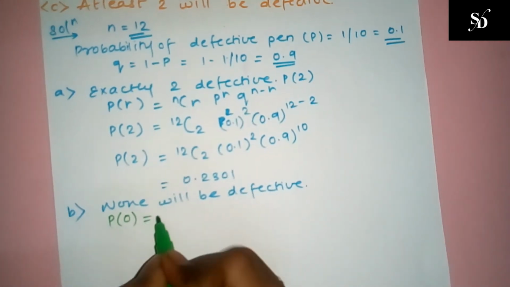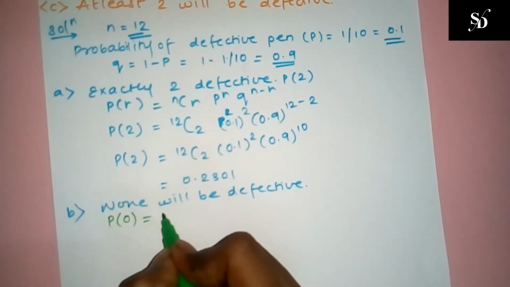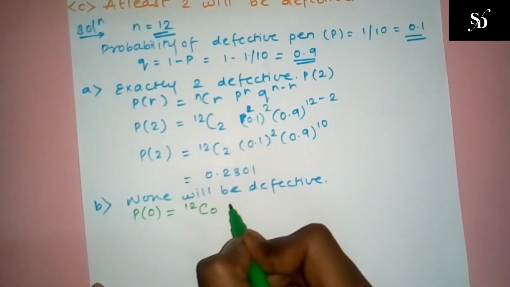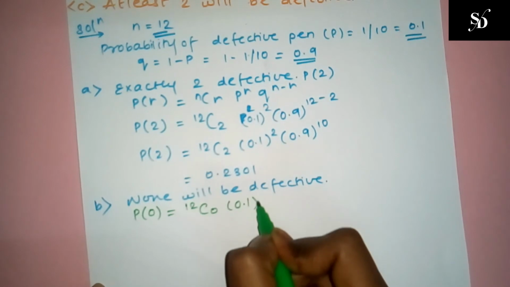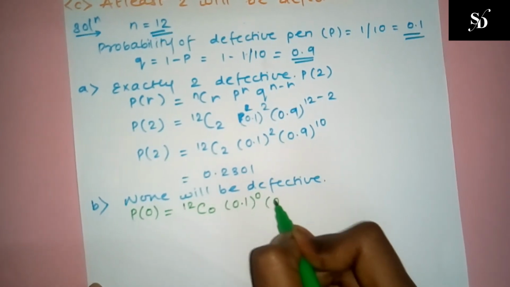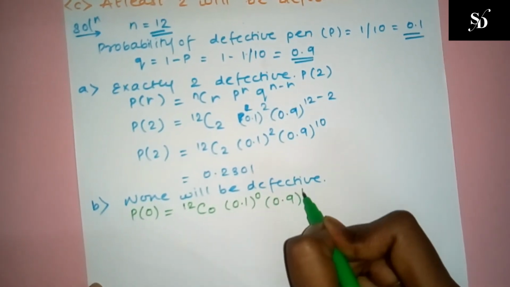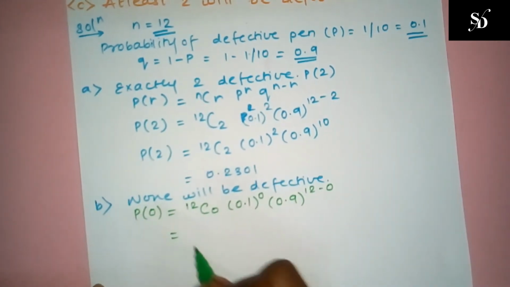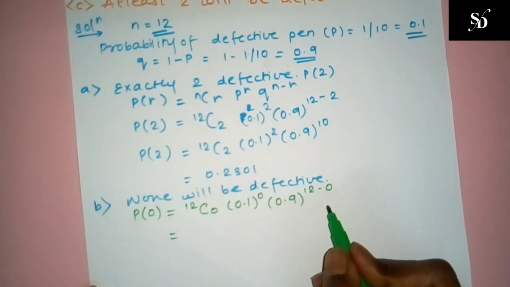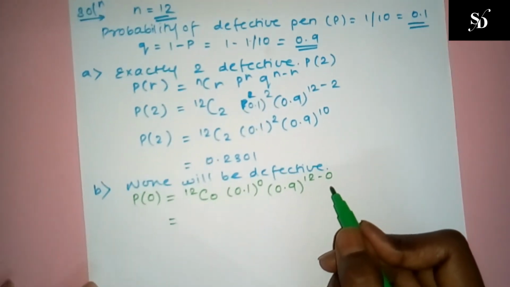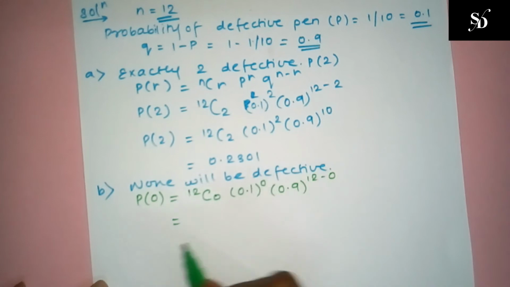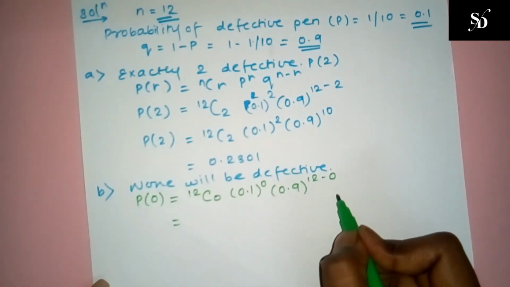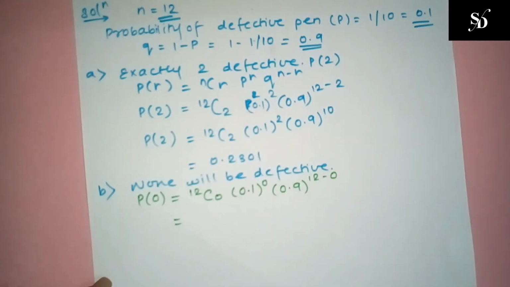The formula will be, so R will be 0. So therefore N is 12, C 0, 0.1 raised to 0. Then you have 0.9 raised to 12 minus 0, which is 12. So now you can put everything inside the calc and you can find the answer. I'll write the answer over here. You can refer to it. You have to enter all the values inside the calc as it is, and then you will get a solution.